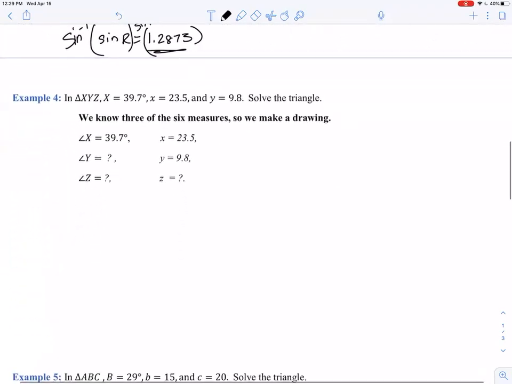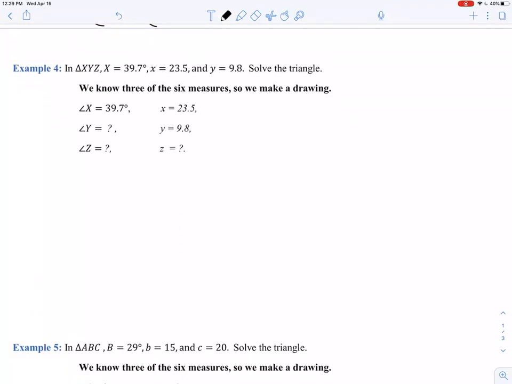All right, we're going on to example 4. Okay, so it says in triangle XYZ, we have angle X, which is 39.7 degrees, side X, so we have that pair of opposites there, is 23.5 units, and side Y is 9.8. Solve the triangle. So we know 3 of the 6 measures, and we make a drawing.